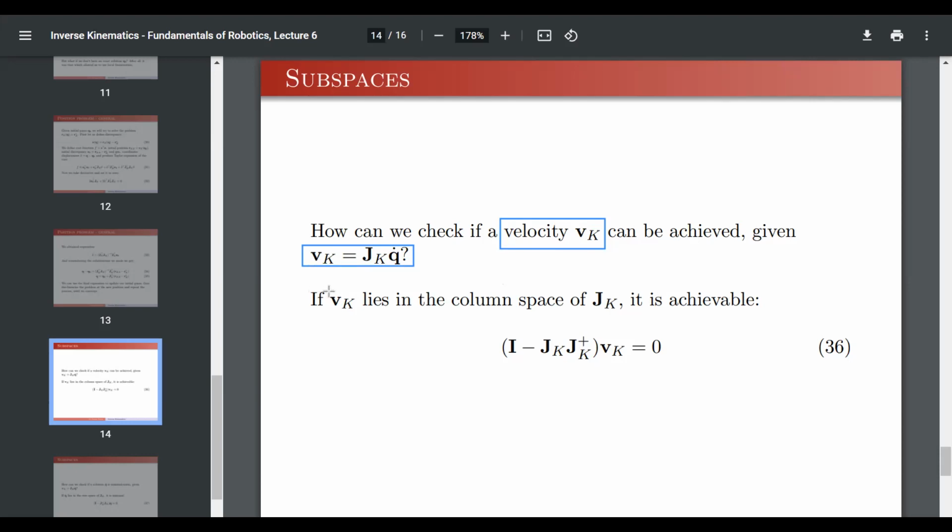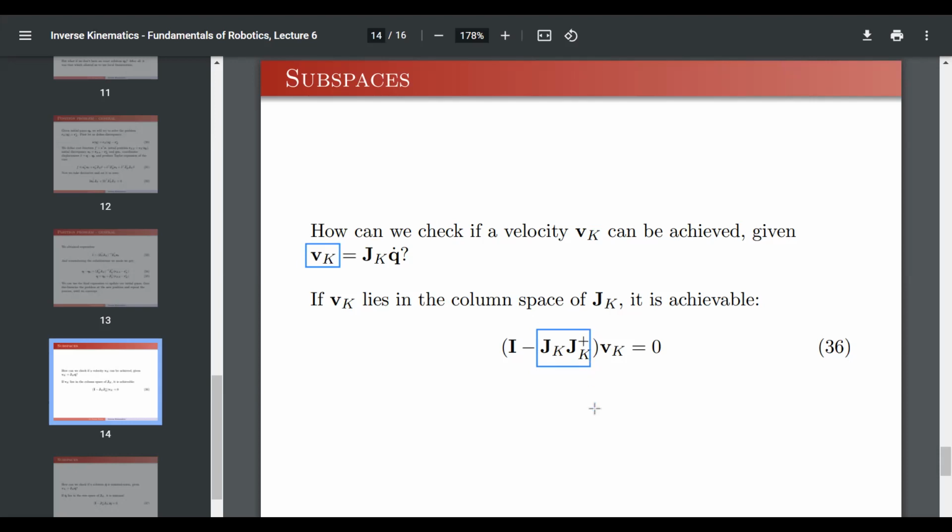Well, if Vk lies in the column space of Jk, remember last lecture again, column space, right? Then it is achievable. That is by definition what column space is, the space of all achievable Vks. So if it lies in the column space, it is achievable. How do we check that it lies in the column space? Well, we check that it has zero projection onto the left null space, so zero projection onto the orthogonal complement of the column space.